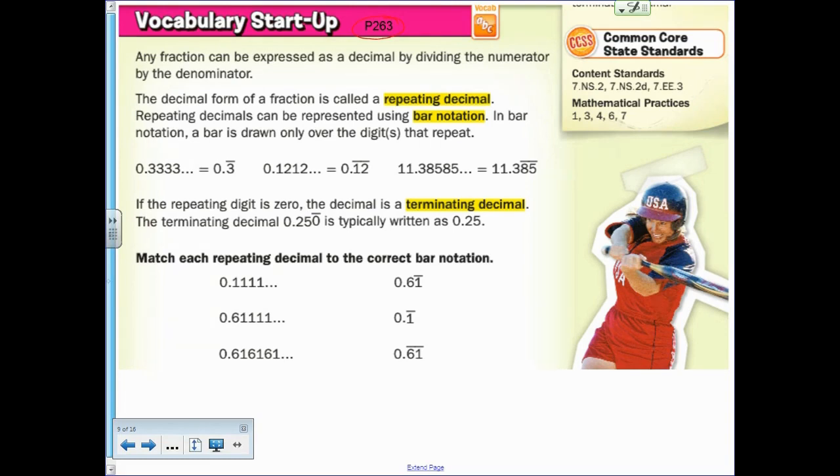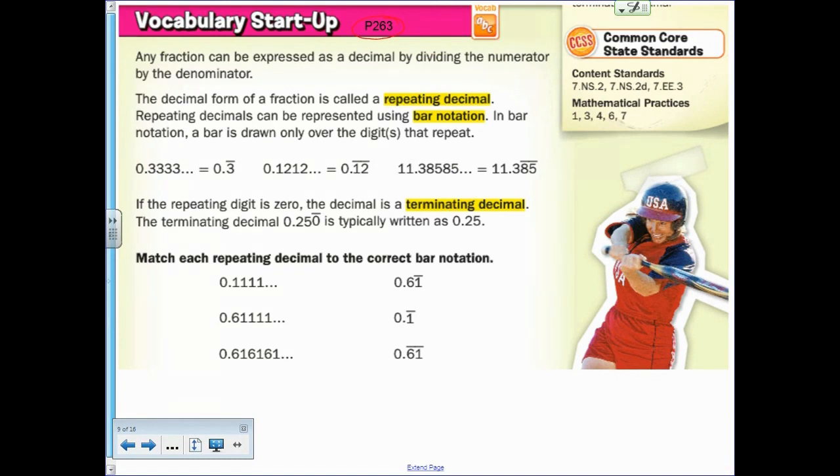First of all, any fraction can be expressed as a decimal by dividing the numerator by the denominator. Remember when we were changing those improper fractions to mixed numbers? We divided that top number, the numerator, by the bottom number, the denominator. Well, that can be done to any fraction. Even if that top number is smaller than the bottom number, you can always put the top number inside the division bar and the bottom number on the outside and divide.